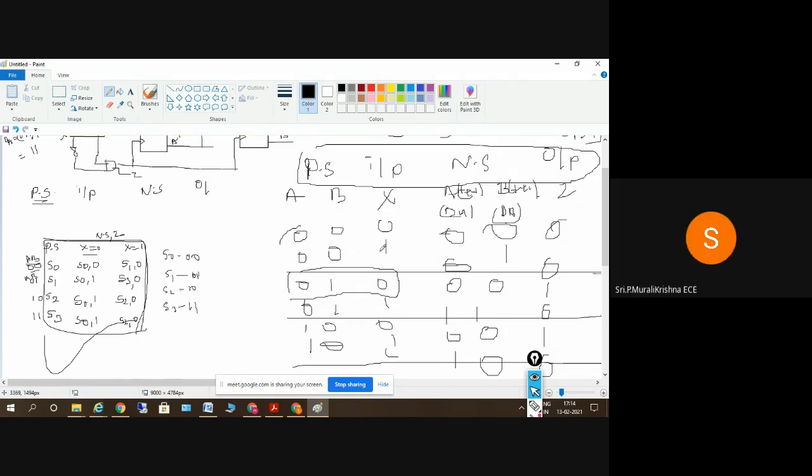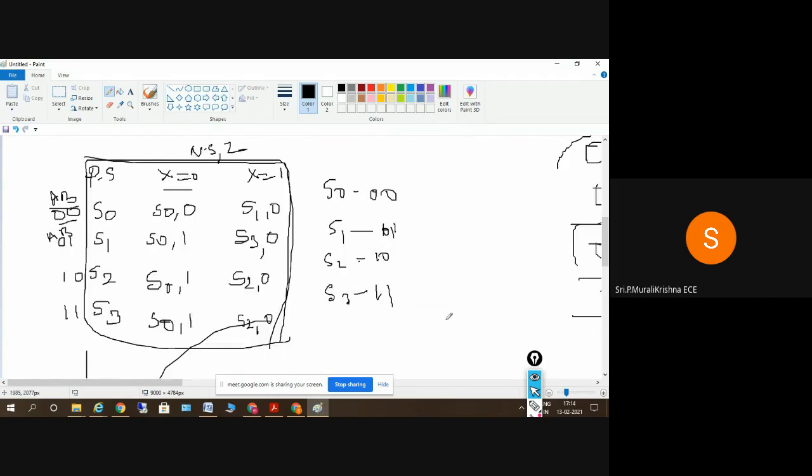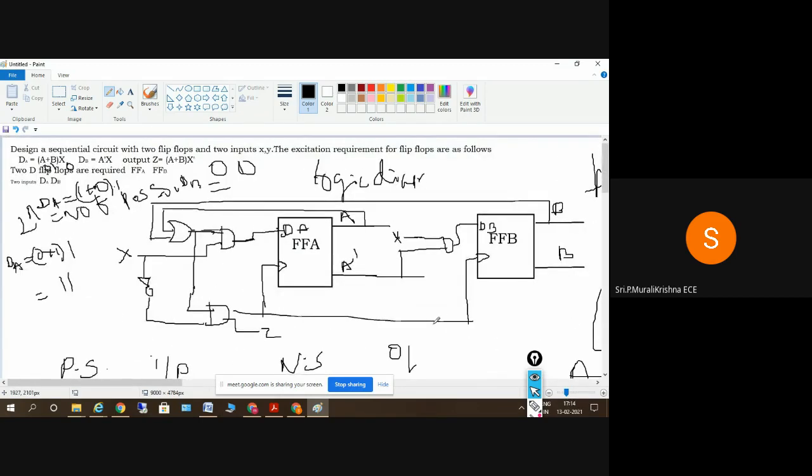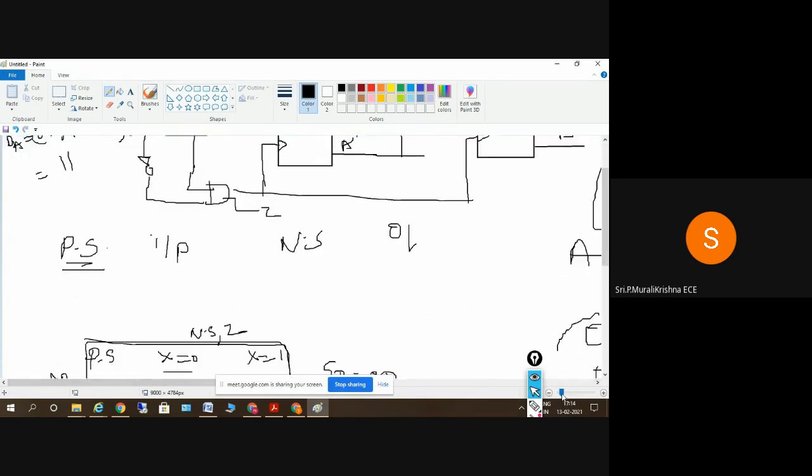These are the kinds of exercise problems. I'm not sure whether your problems will be given or not, but these are the kinds of exercise problems. So when you are solving more problems, you will understand the functionality of the circuits. Clear? So clear with this problem?